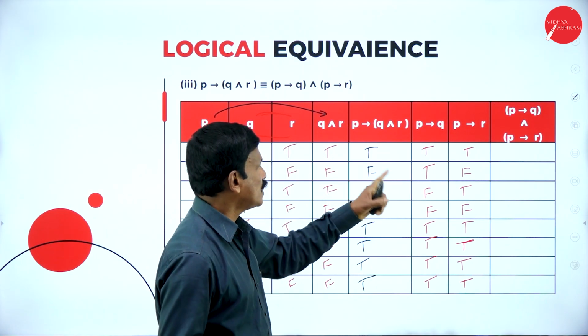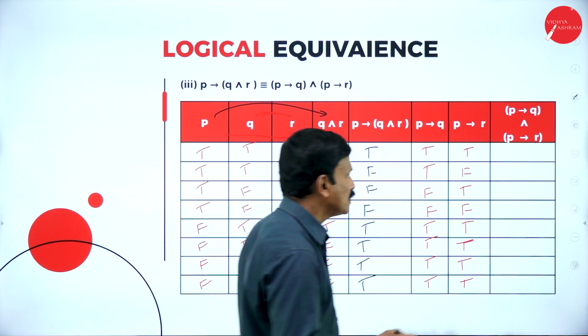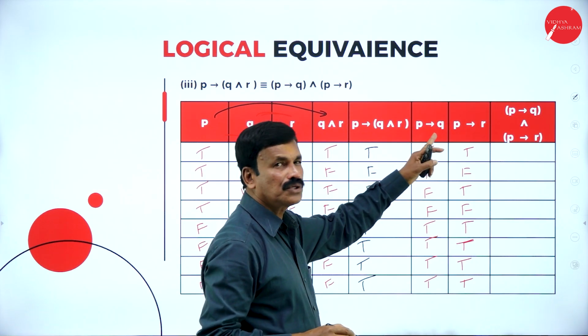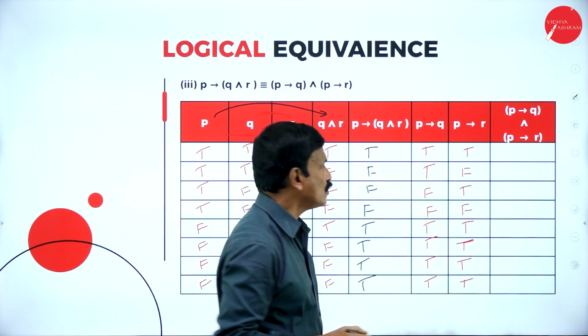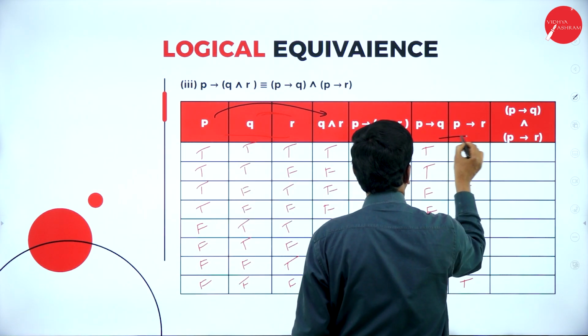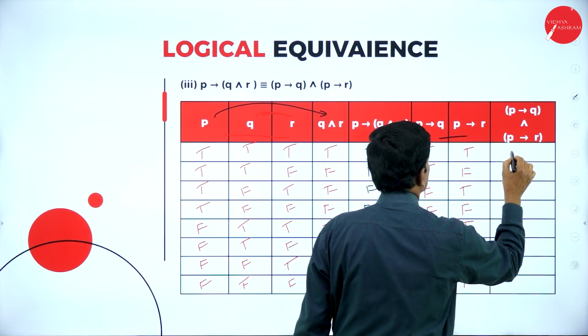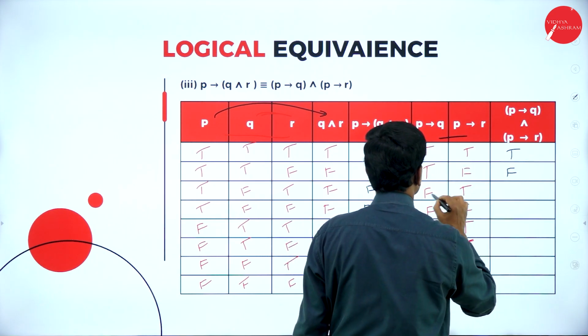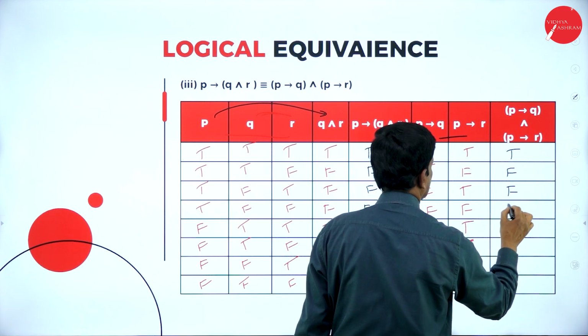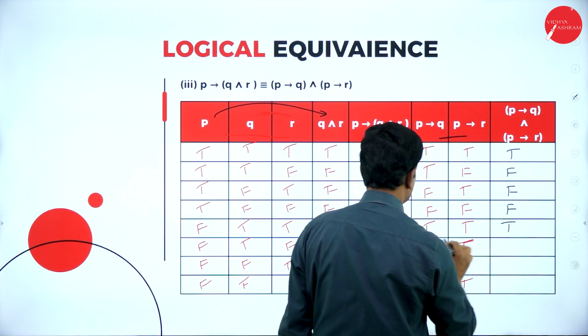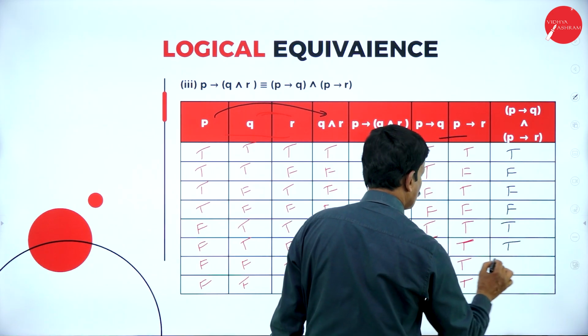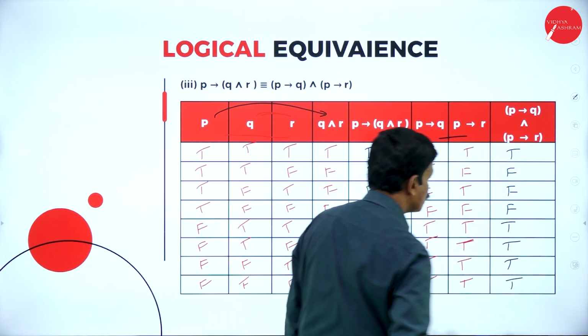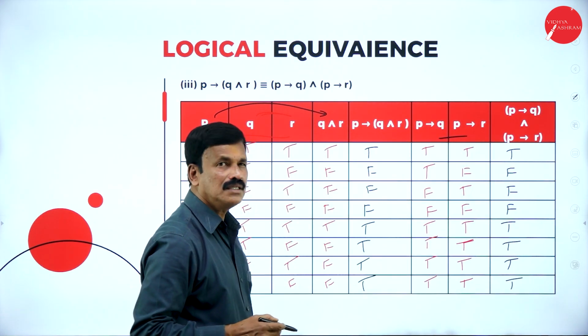Now these two are connected by conjunction: P conditional to Q conjunction P conditional to R. So conjunction: true and true is true, true and false is false, false and true is false, false and false is false, true and true is true, true and true is true, true and true is true, true and true is true. Right. Now observe carefully.